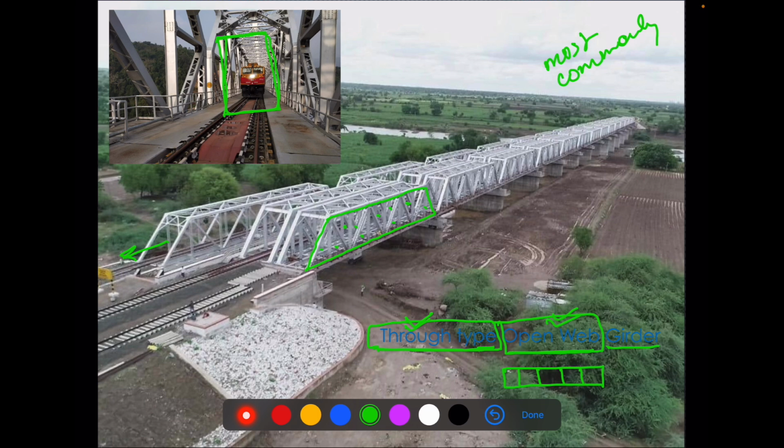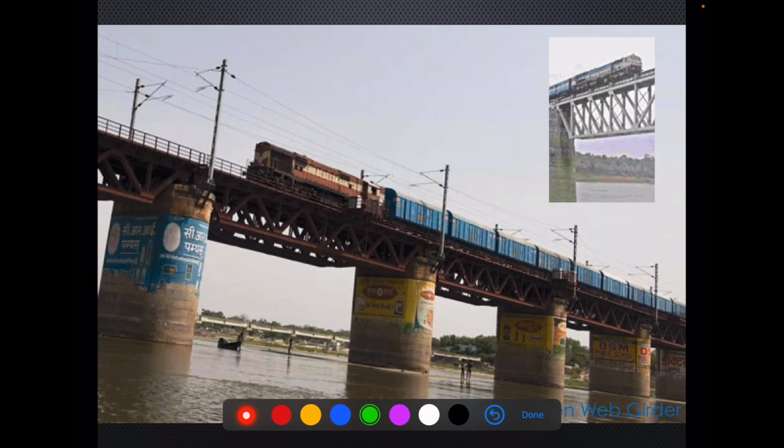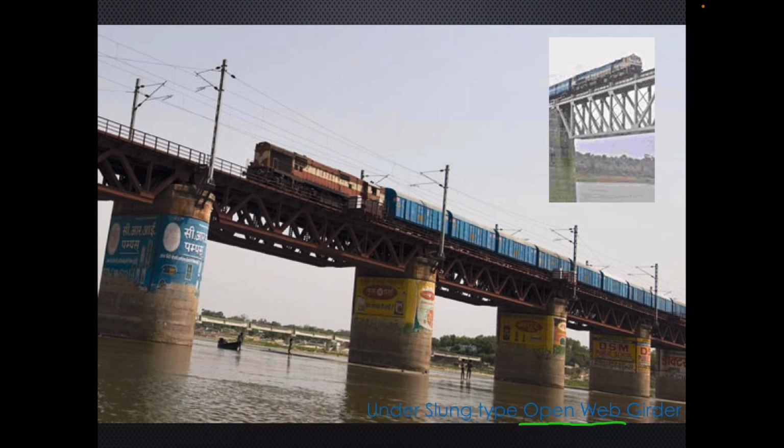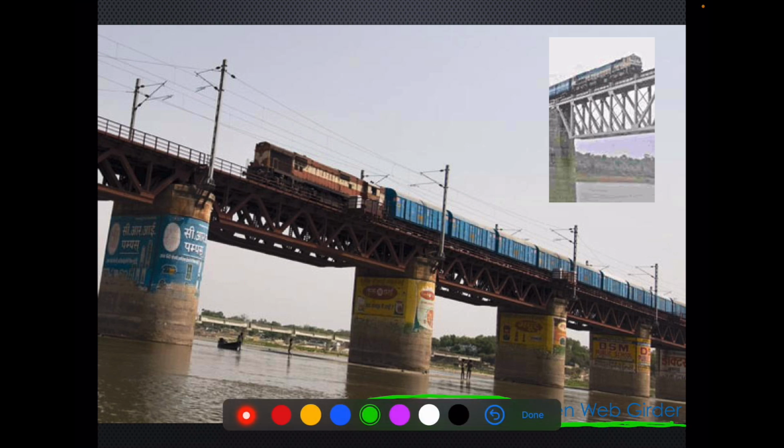Apart from the through type open web girder, there is another kind of open web girder also, which is called underslung type open web girder. Underslung type open web girder is just reverse in orientation when compared to through type open web girders.